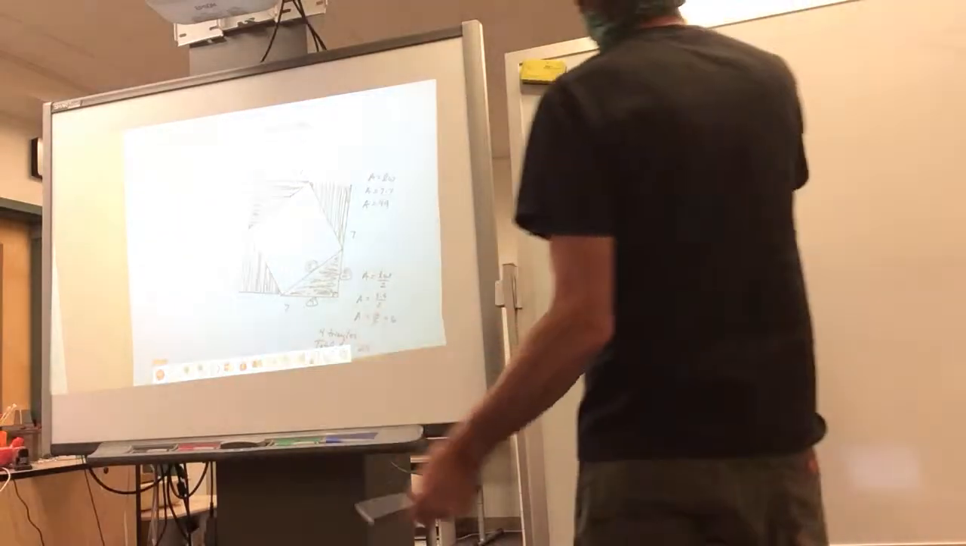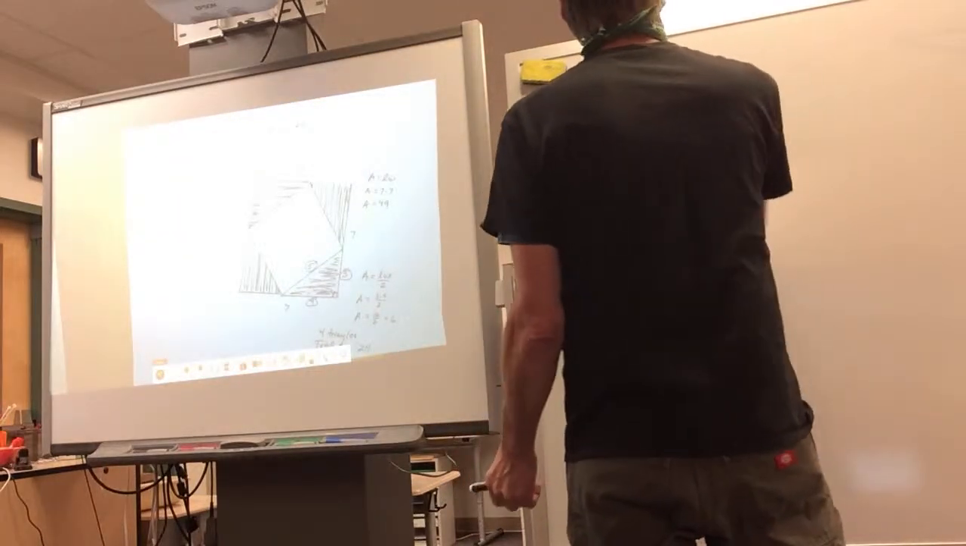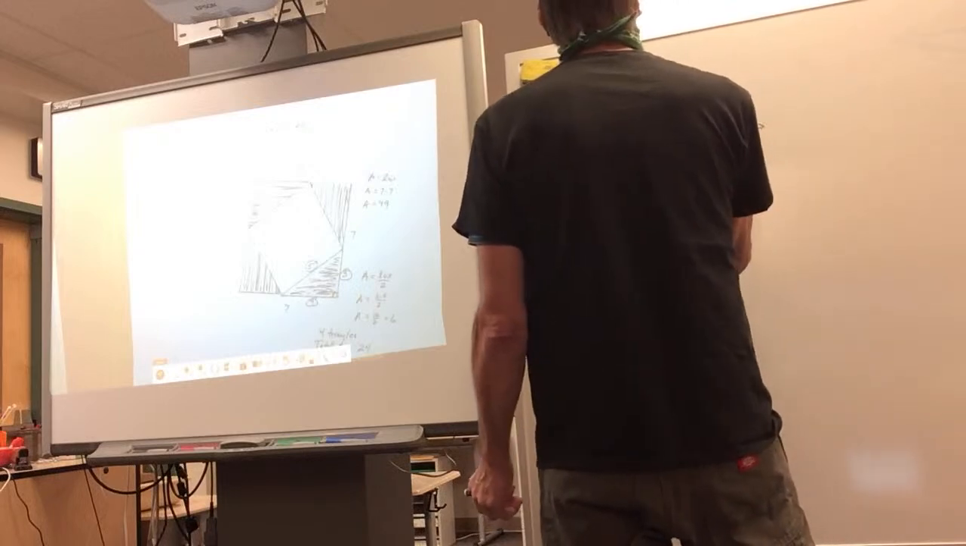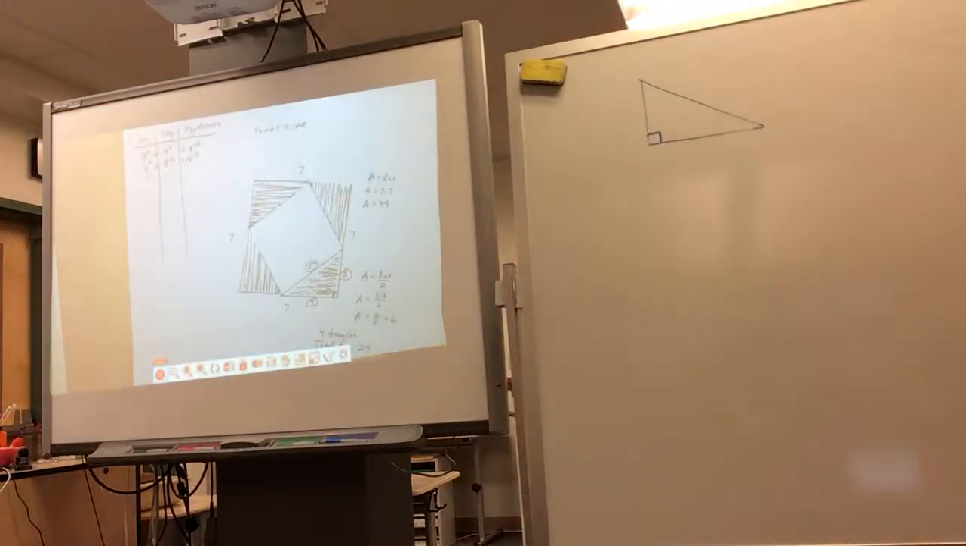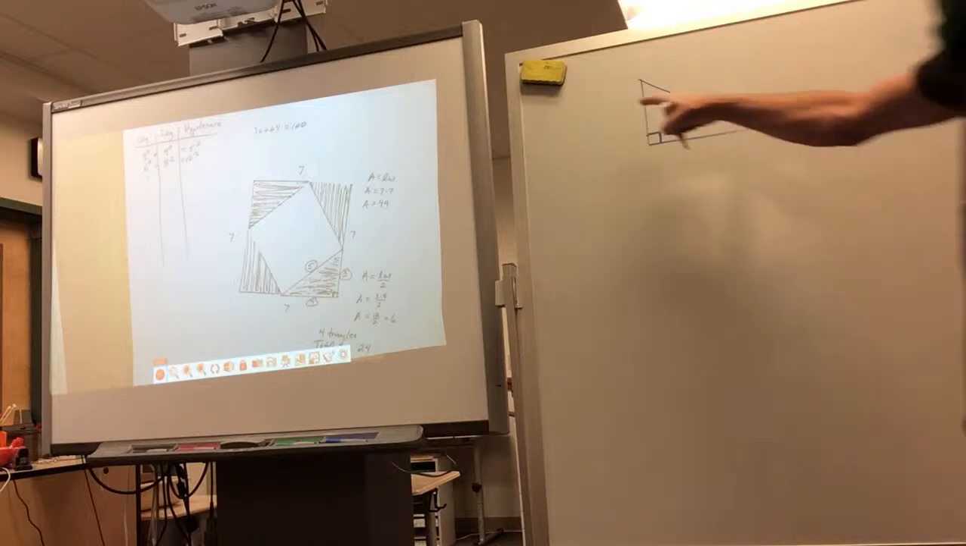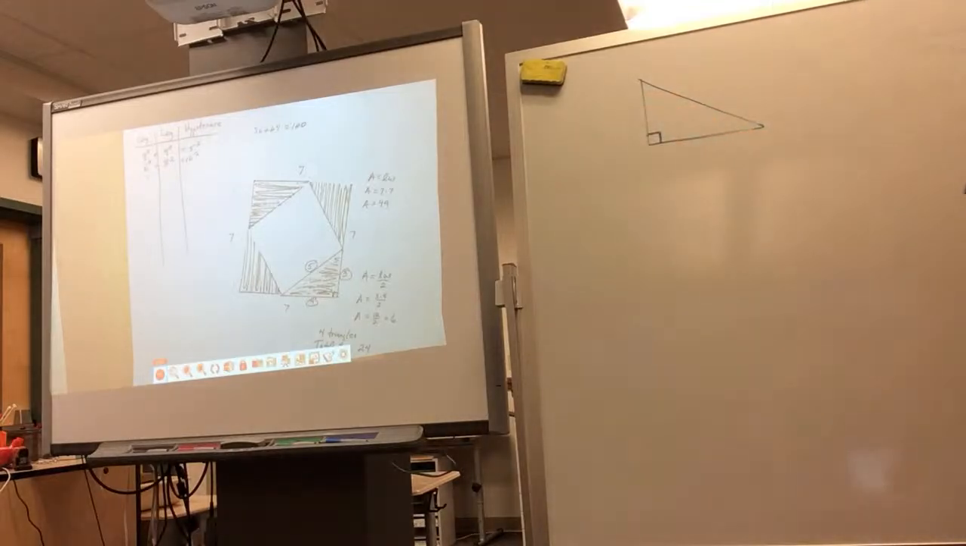So in your notes, we need to have this information here. For all right triangles, this is the Pythagorean theorem. These are the legs. The legs are at 90 degrees to one another.